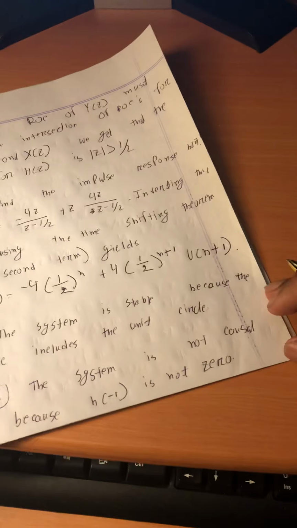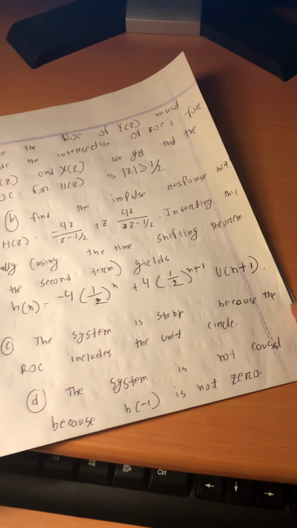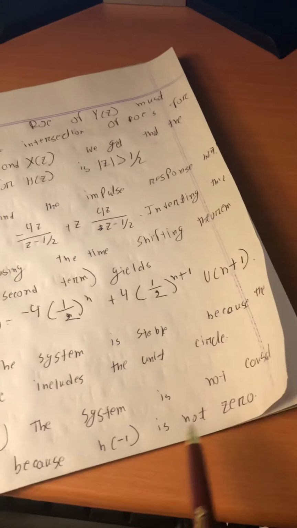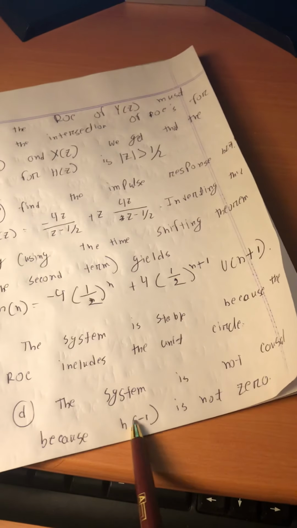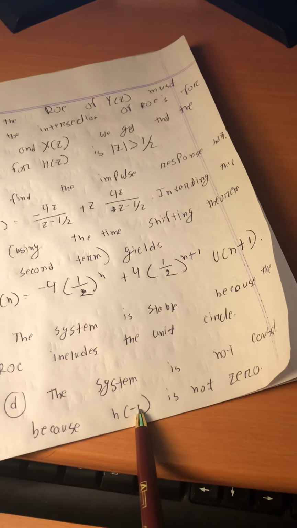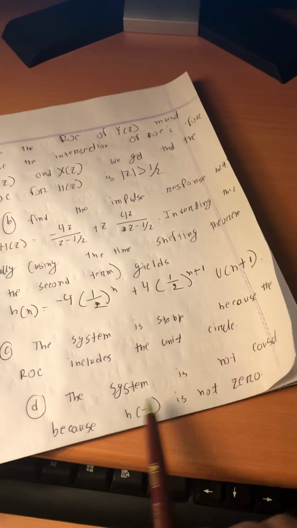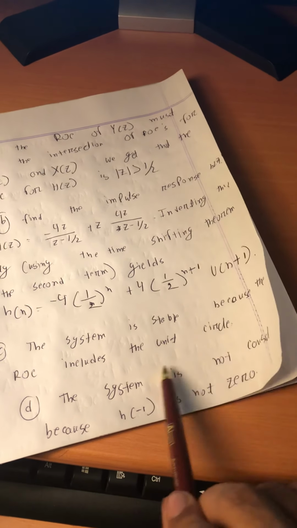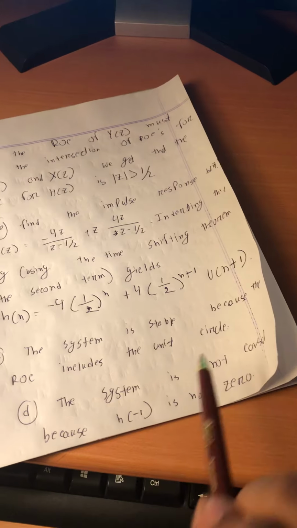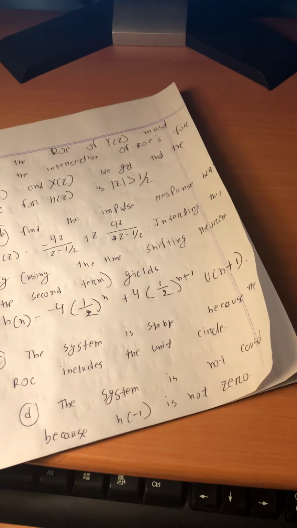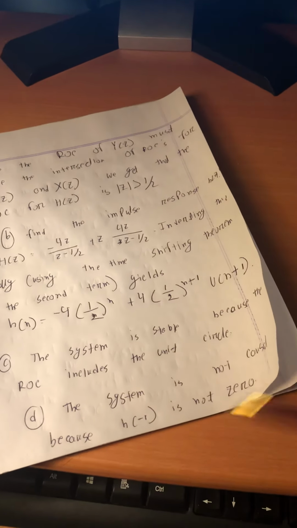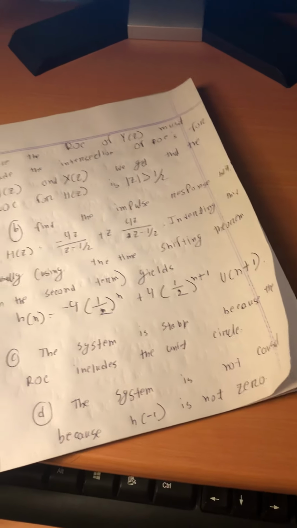And for D, it asks if the system is causal or not. No, the system is not causal because h[-1] is not equal to 0 when you plot that. That means the system is not causal, so it depends on a future input, which also means the system is not causal.